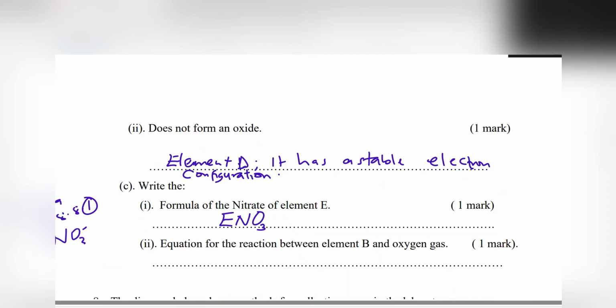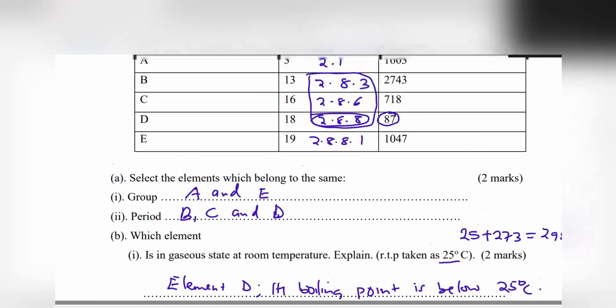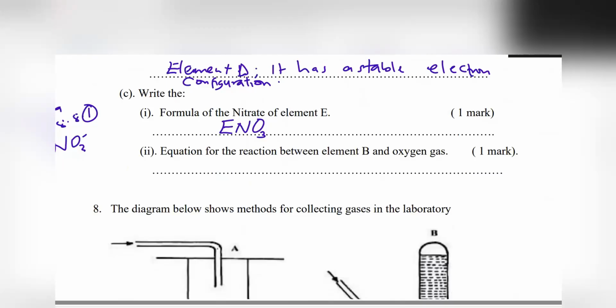Roman 2, write an equation for the reaction between element B and oxygen. Let us go and look at element B. Element B is in atomic number 13 with 2, 8, 3. The valence is very important. Oxygen is in atomic number 8 with 2, 6. So the valency of oxygen is 2. That will assist us in writing a correct chemical equation.